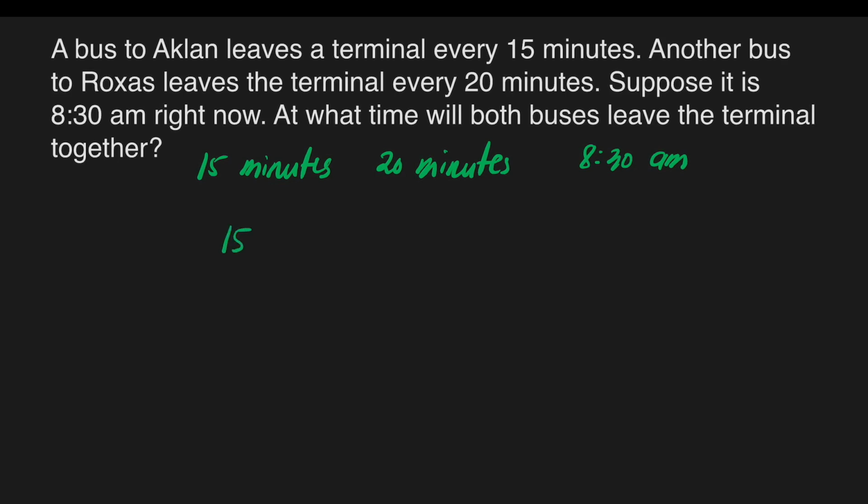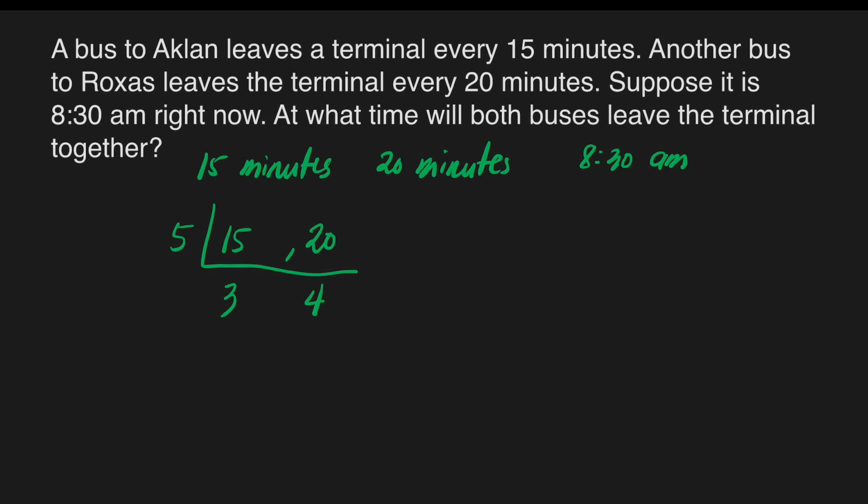We can solve the LCM for this problem using continuous division. Let's have 15 and 20. What number can we divide both 15 and 20? We have 5. So 15 divided by 5 is 3. 20 divided by 5 is 4. Do we still have a number that can divide 3 and 4? No. So it means we can already get our LCM. All we need to do is to multiply all three numbers inside. So we'll have 5 times 3 is 15. 15 times 4 is equal to 60.